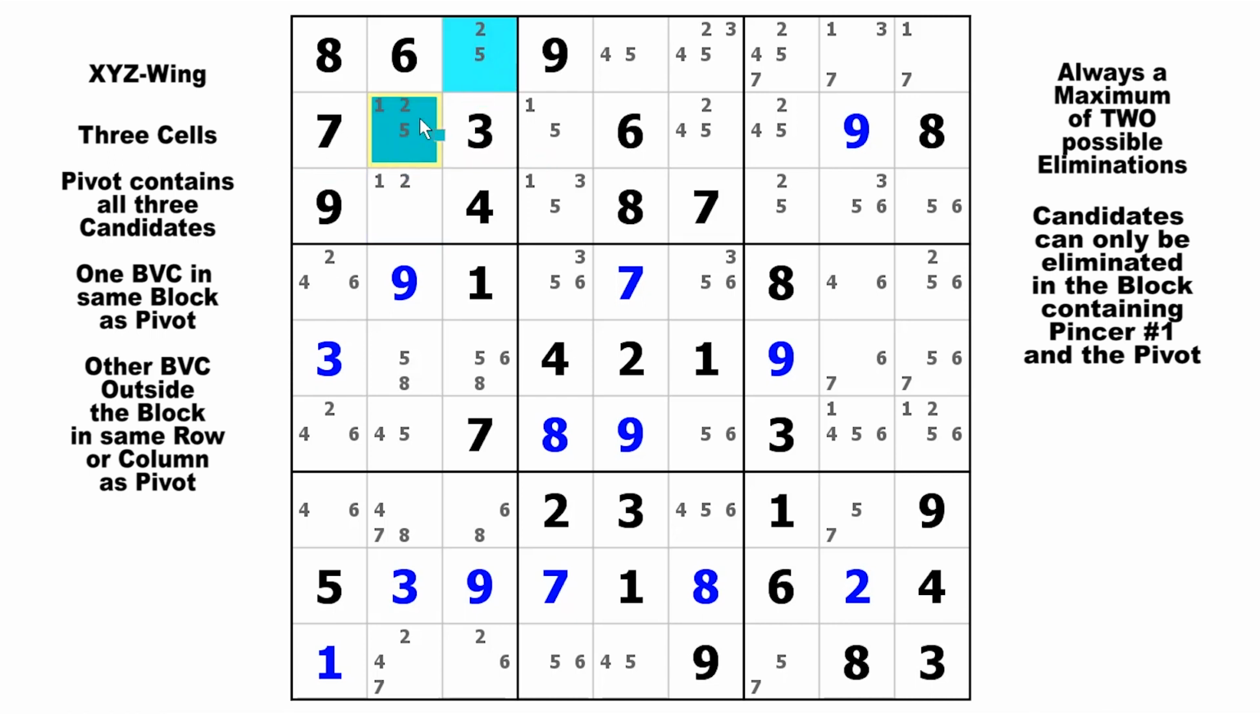Now, because pincer number 1 and the pivot are on a diagonal, that means pincer number 2 can be either in the row or the column, okay? Because that would not create a naked triple. But we know from just a minute ago that it can't be in row 2 because these cells are already blocked. So the only possible place for pincer number 2 would be column 2, and it would have to be a 1 and a 2 or a 1 and a 5 because 1 is our candidate B, okay?